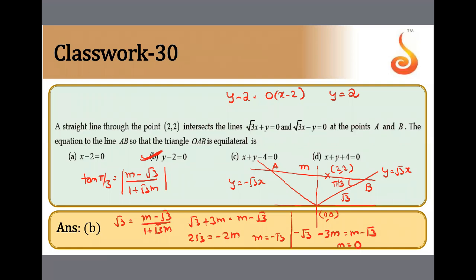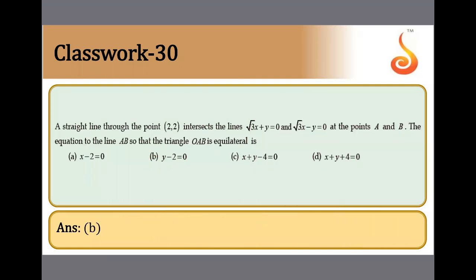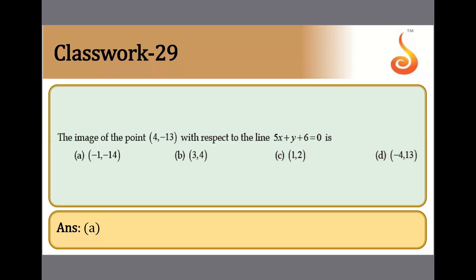Okay. I'll go back to the previous question as there was a demand. So this theorem is the image theorem: h minus x1 by a equal to k minus y1 by b equal to... this is the image theorem. This is not foot of perpendicular. For foot of perpendicular, minus 2 won't come, only minus 1 will come.